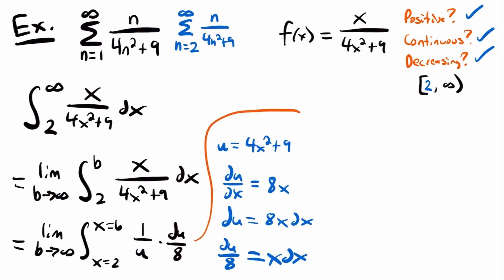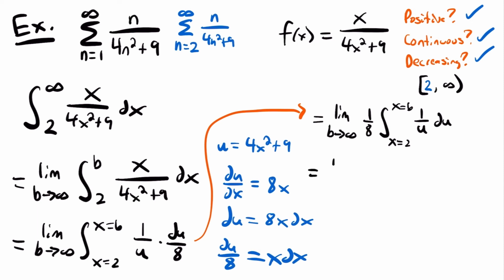And so now if we continue our work over here, this will be equal to the limit as b approaches infinity of this integral, but if I pull this 1/8 out to the front, we will have 1/8 times the integral from x equals 2 to x equals b of 1 divided by u du, and the integral of 1 divided by u is equal to the natural log of the absolute value of u. And so this is equal to the limit as b approaches infinity of 1/8 times the natural log of the absolute value of u evaluated from x equals 2 to x equals b.